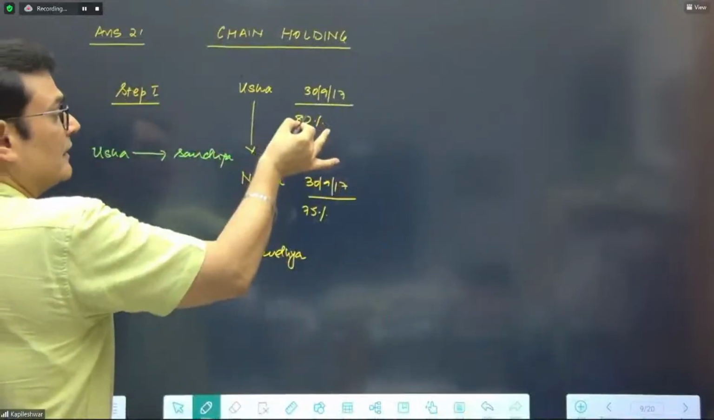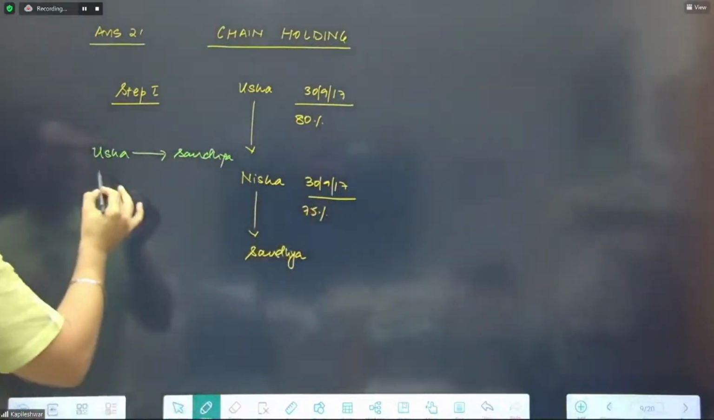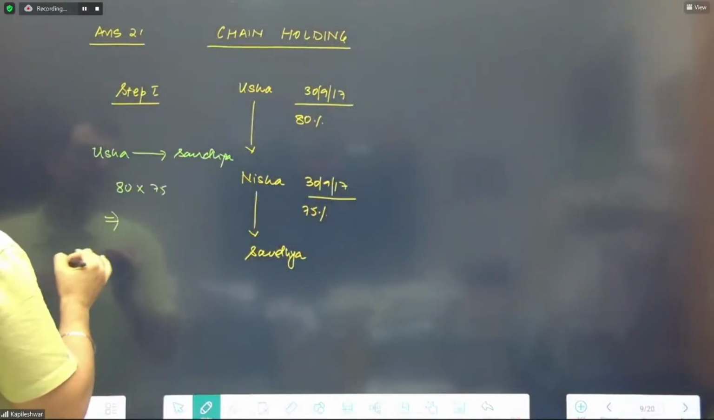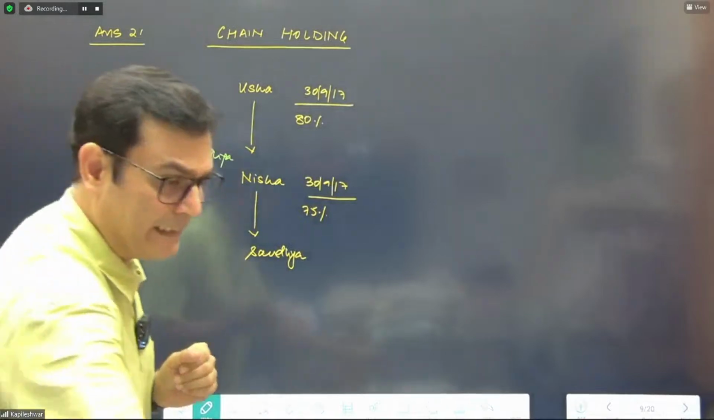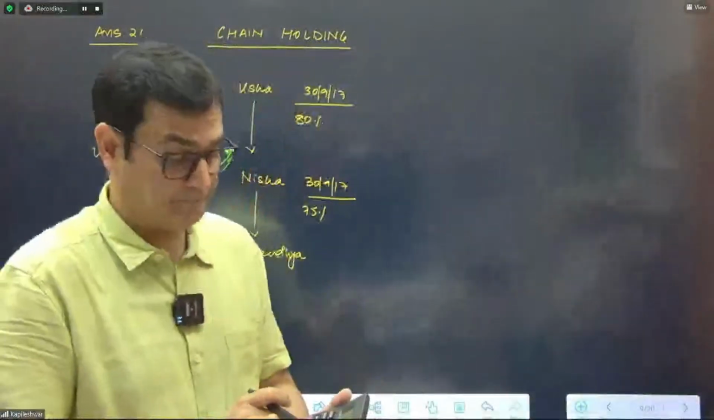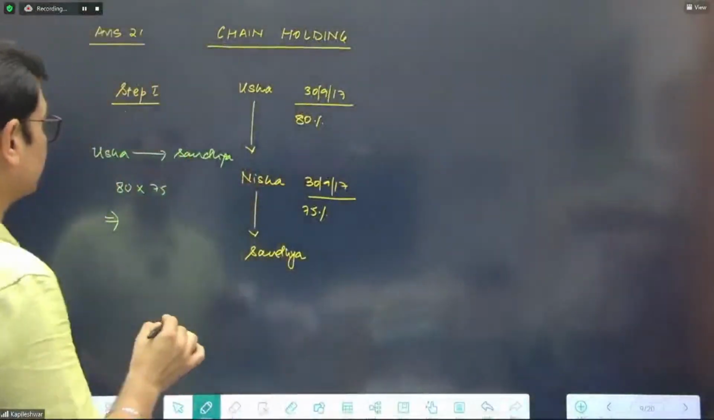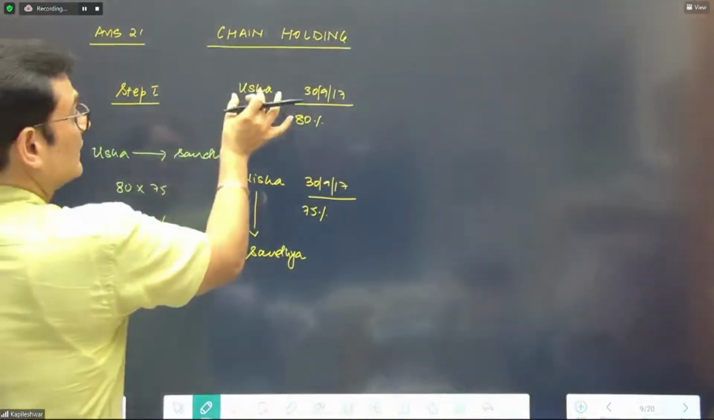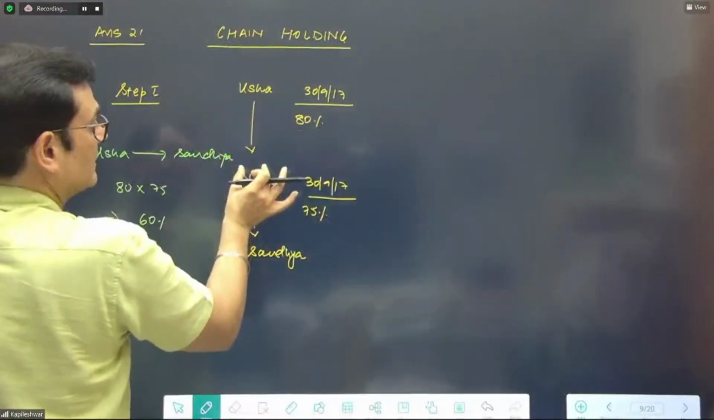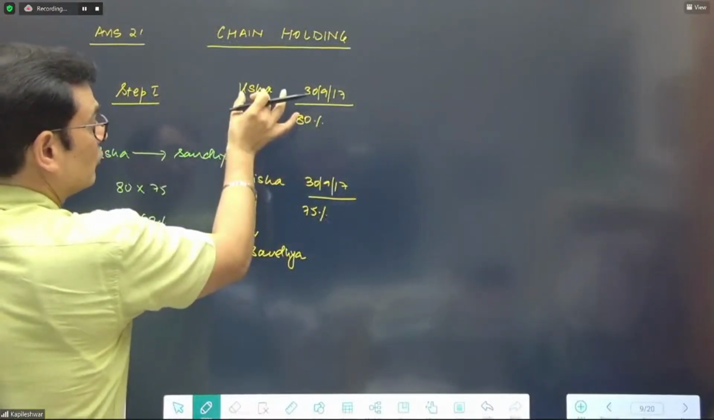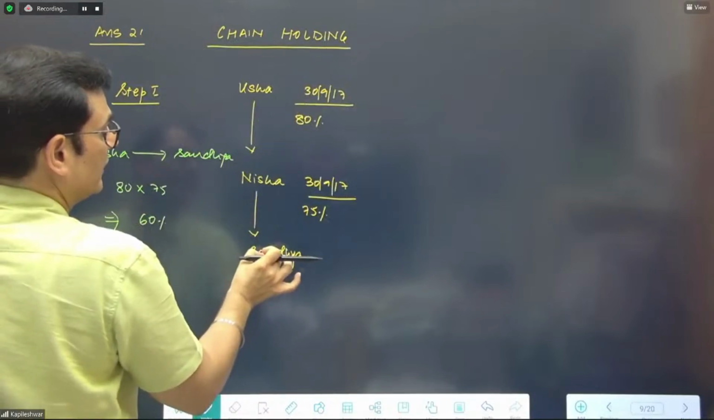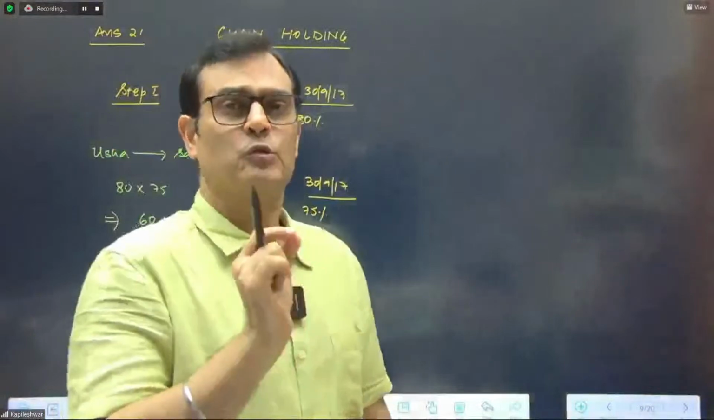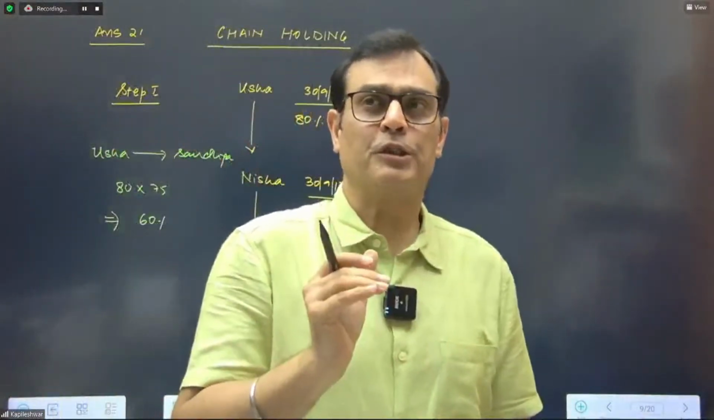So we can say that he's got 80% of 75%. So we can say 80 into 75. His effective holding is supposed to be 80% of 75. So that works out at 60%, through the subsidiary. So we can say Usha has got an 80% stake in Nisha, and Usha through its subsidiary Nisha has got a 60% effective share in Sandhya. So this is one thing which you need to do in terms of a chain holding.